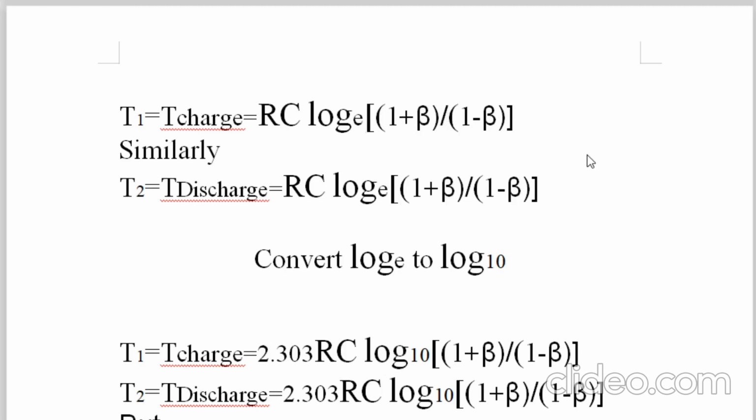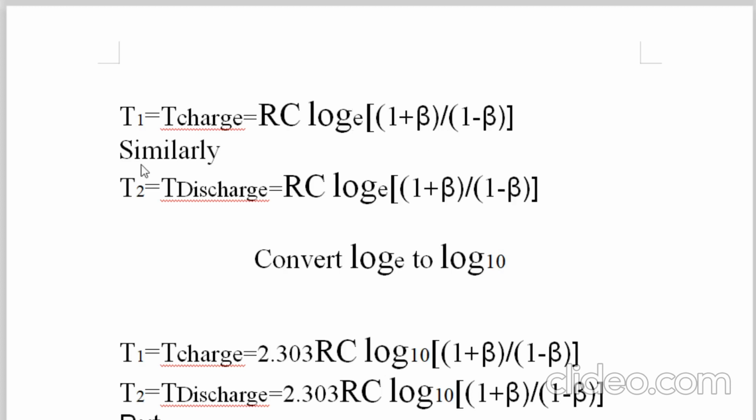So the equation is very simple. T charge depends on 4 factors. Number 1, the value of R. Number 2, the value of C. So RC comes here. The capacitor charges exponentially, therefore log e, and into the bracket 1 plus beta divided by 1 minus beta, because the capacitor charges to plus 6 volt and discharges to minus 6 volt. So that is the ratio you have to remember.